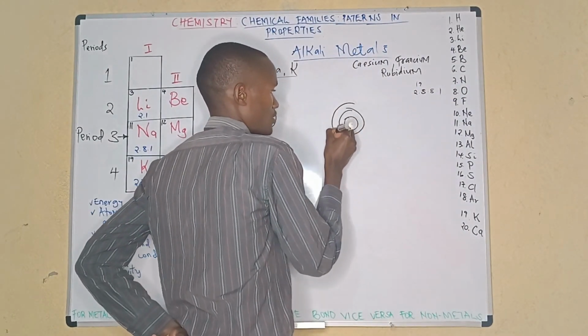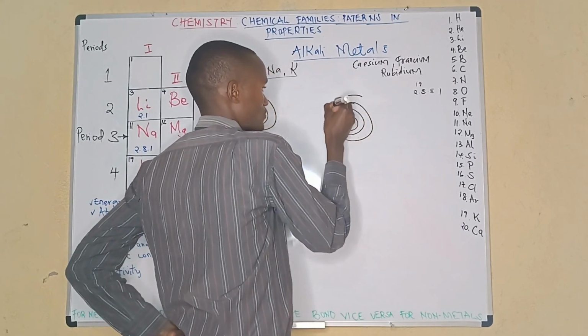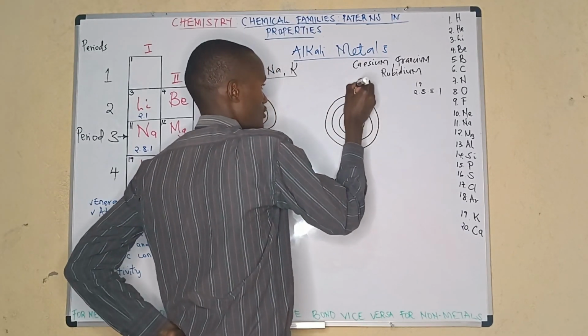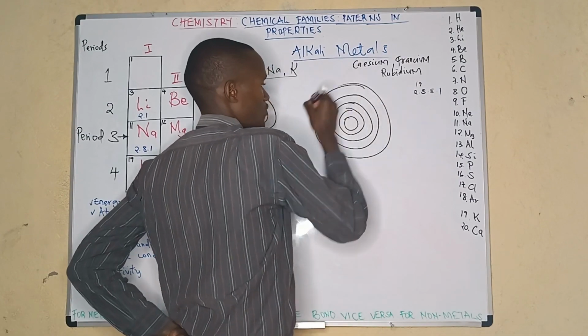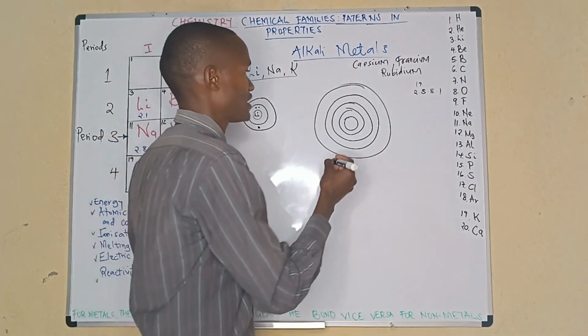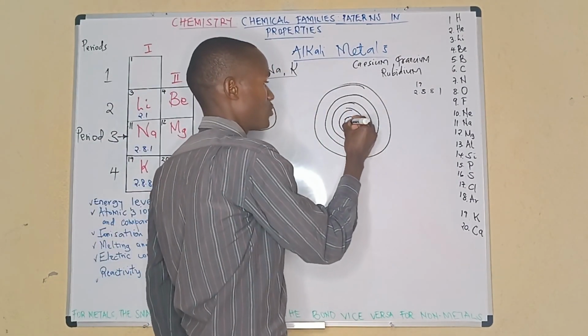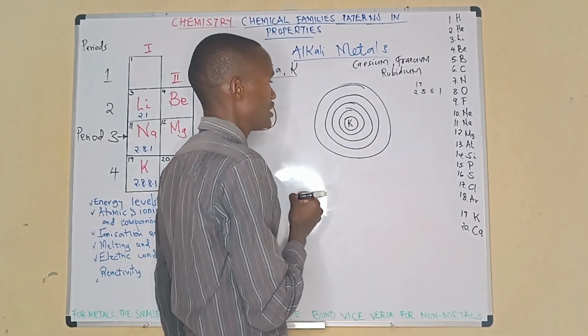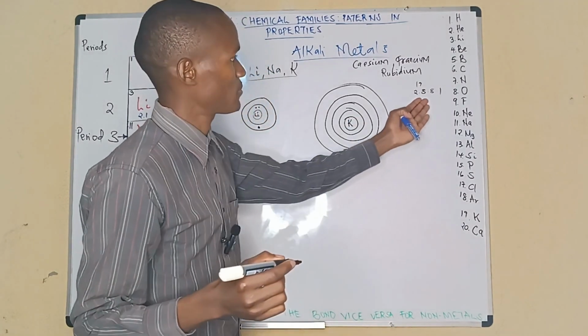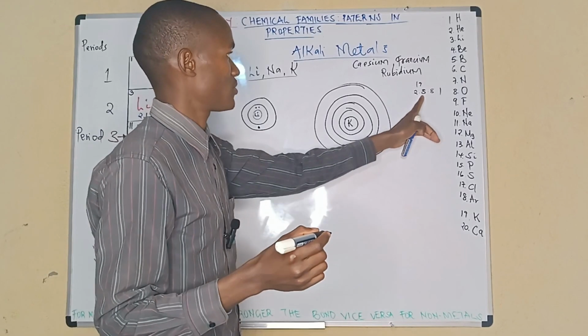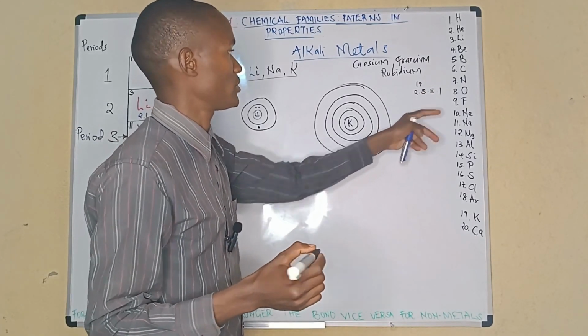1, 2, 3, 4. I just drew it. I write the chemical symbol for potassium over here. Good. And then I'll show the electronic configuration: 1, 2, 3, 4, 2, 8, 8, 1.